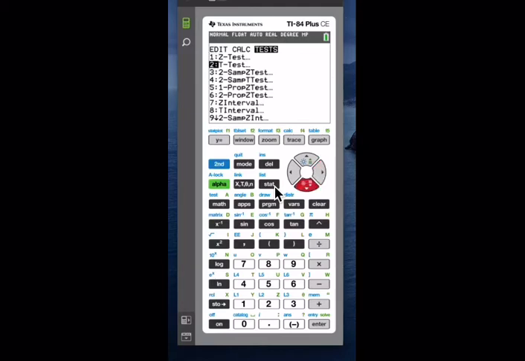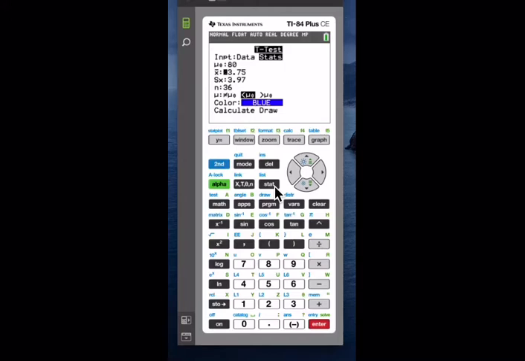Stats, test, t-test, going to go at 80. The sample mean is 83.1, and the sample standard deviation is 12.9, and our sample size is 200, and then we need to choose the last option, that is mu is bigger than mu 0, calculate, and we find our answer.